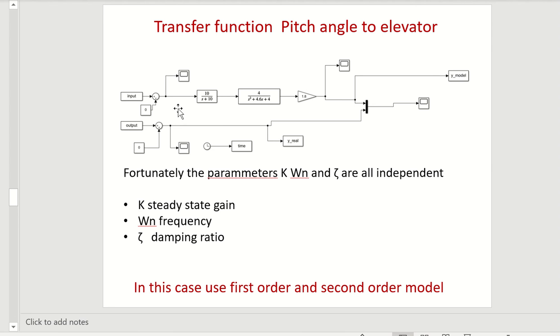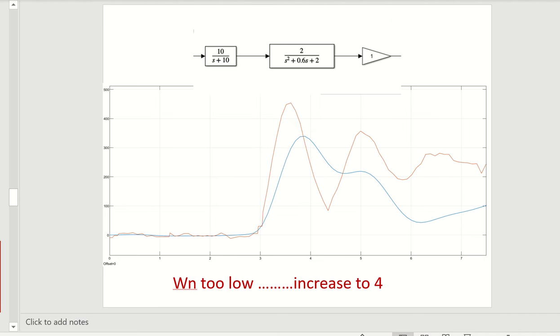So I'm going to explain now how you could, if you didn't know what numbers to put in here, adjust these numbers so as to get the two outputs, that's the output from the real system and from the model, looking as close as you can to each other. And the thinking being that if the two outputs are the same, then the model is quite good. So let's have a look.